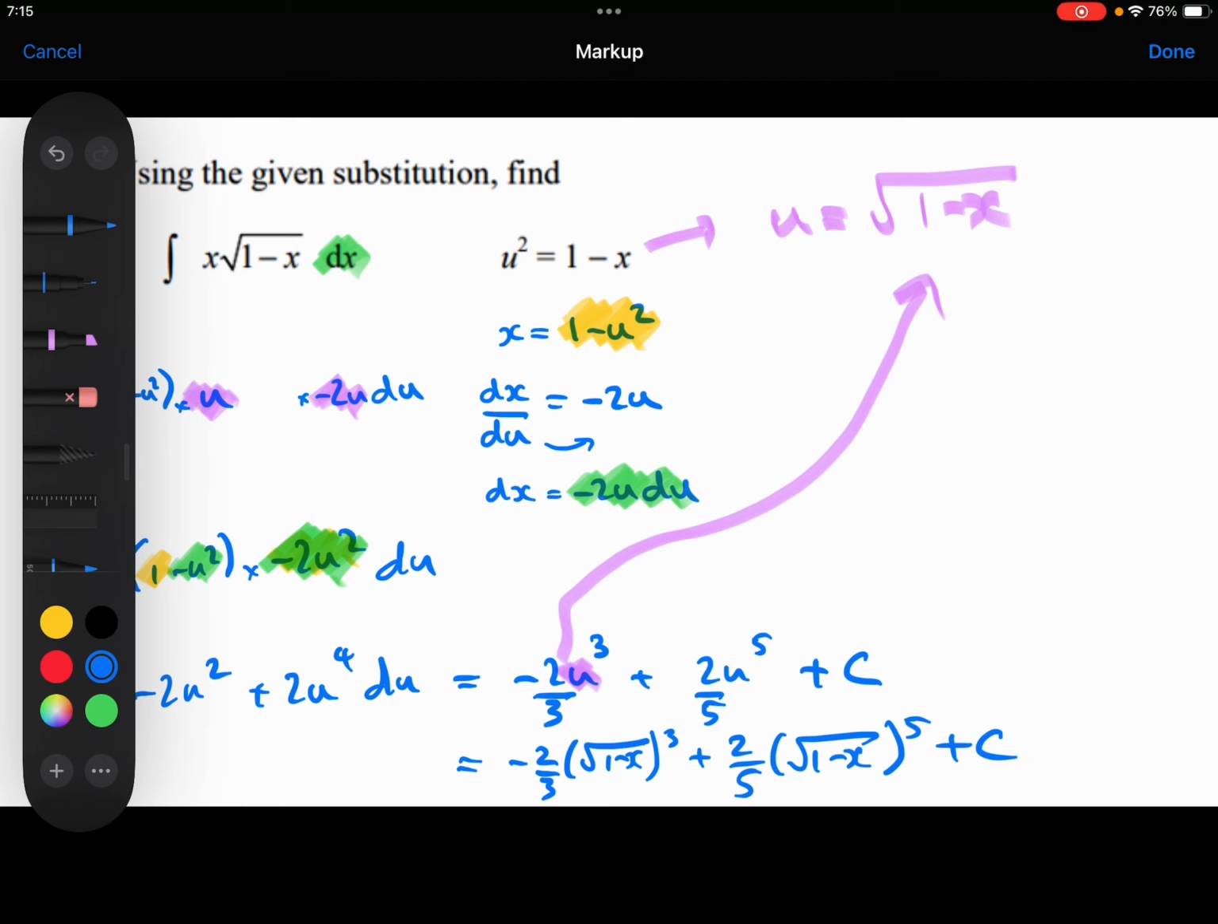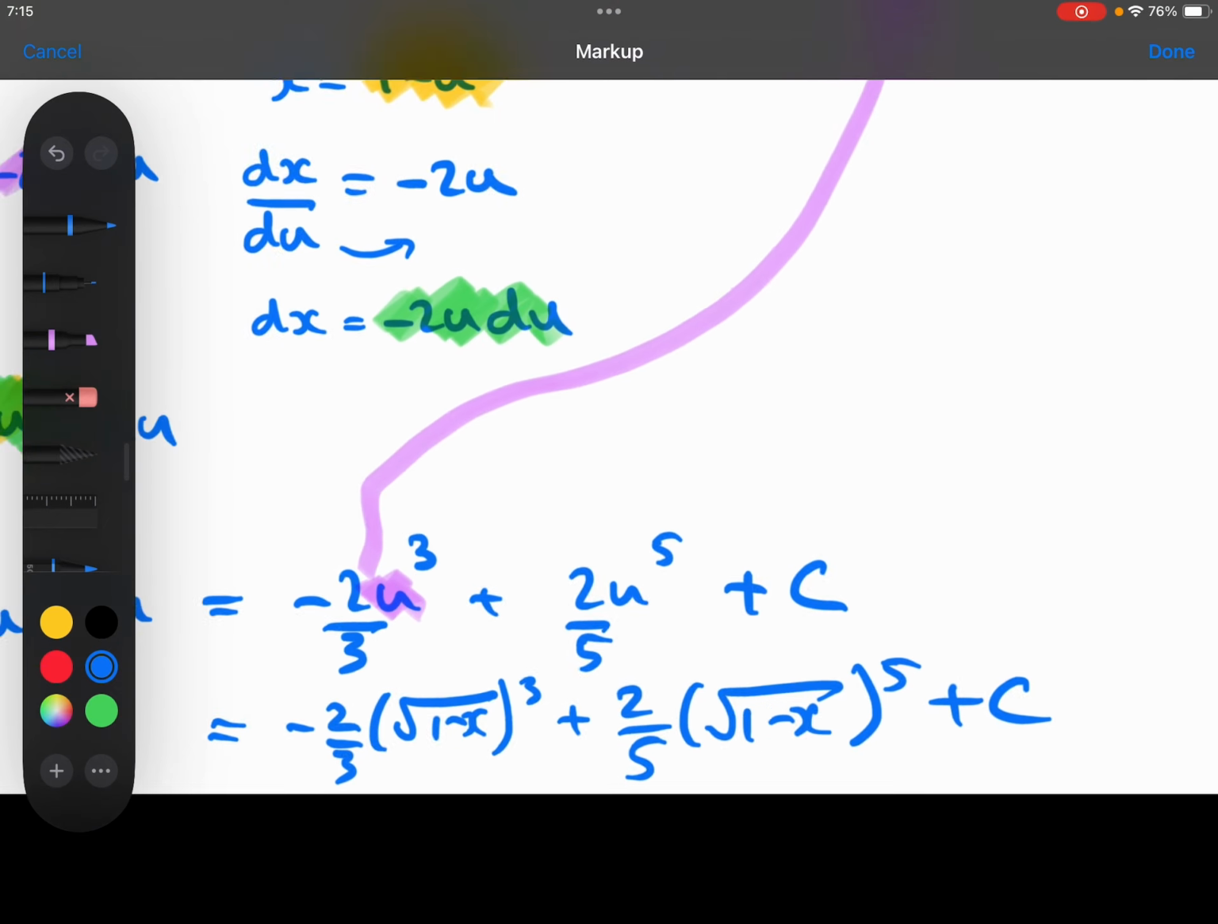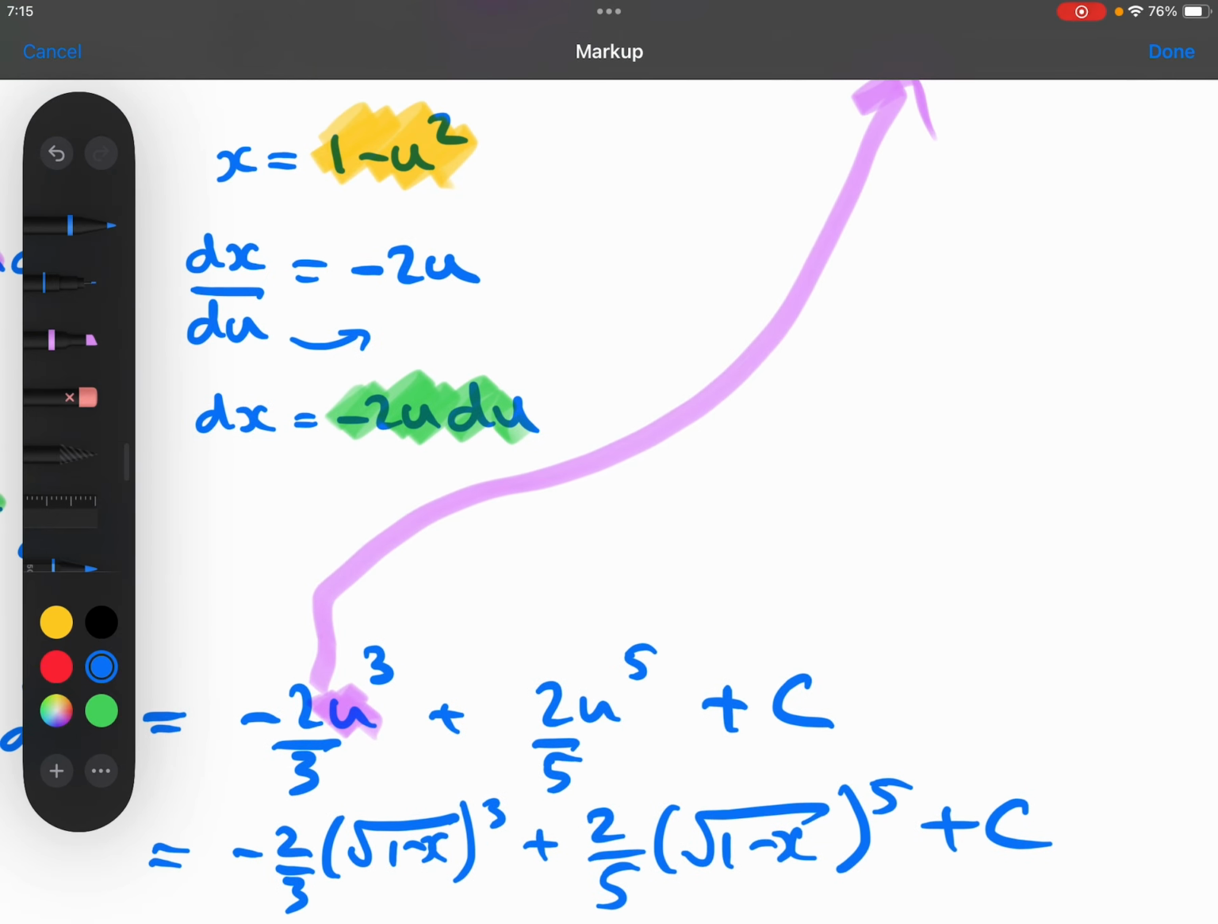And we could leave our answer like that. Or if you wanted to try and tidy it up a little bit, this square root here means a power of 1/2. And then the power of 1/2 times the power of 3 there will be 3 over 2. So you could rewrite that like that. And similarly, we could take this 5 and this 1/2 here and turn that into a 5 over 2 there.